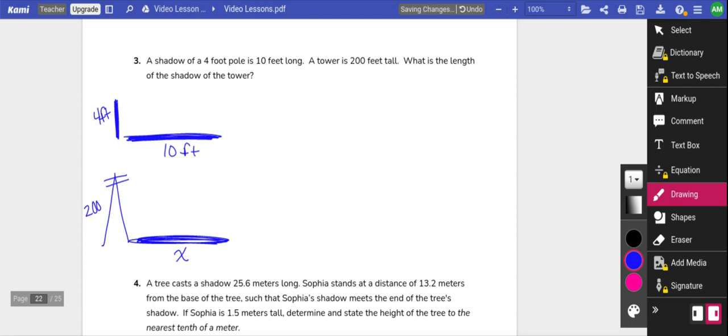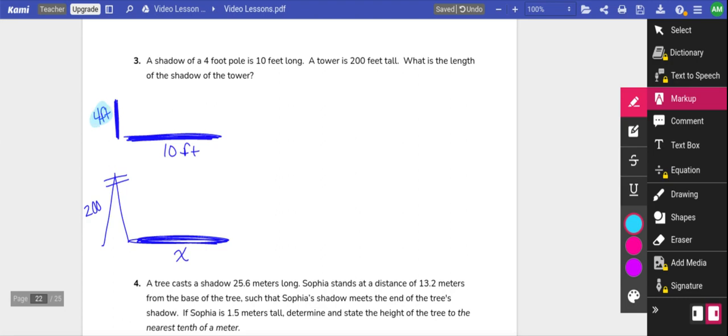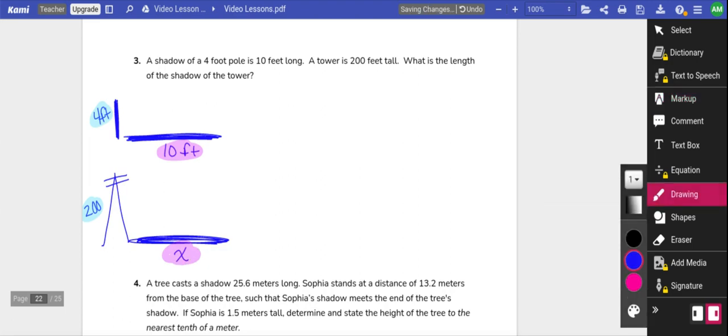So in the first two, we were looking for the height of the object. This time we're looking for the length of the shadow. But again, we're going to compare the height of the pole to the height of the tower and the shadow to the shadow. So I'm going to put the pole on top and the tower on the bottom. So the height of the pole corresponds to the height of the tower. The length of the shadow of the pole compares to the length of the shadow of the tower.